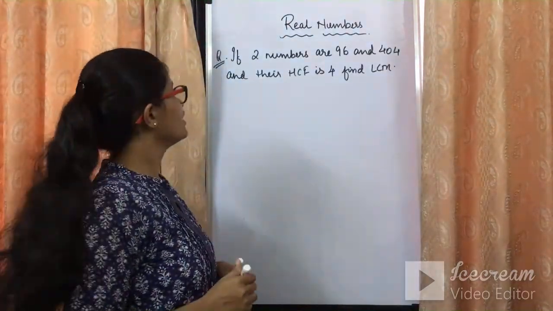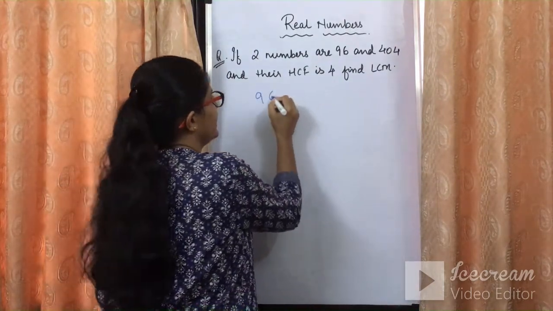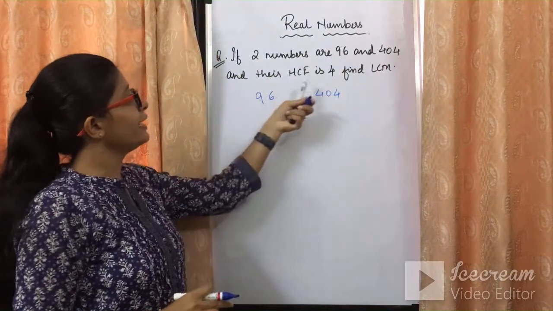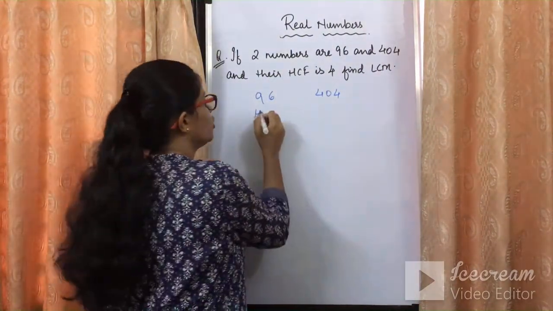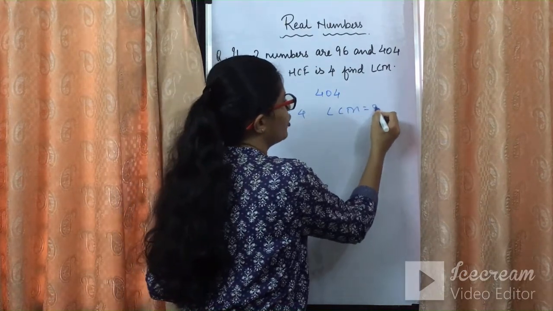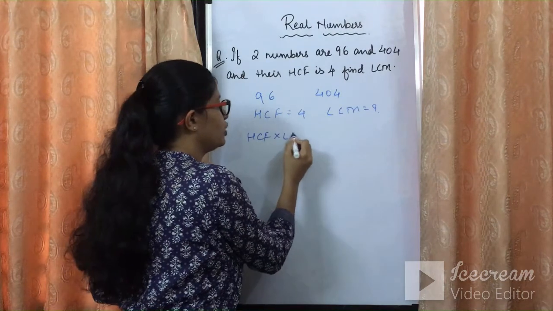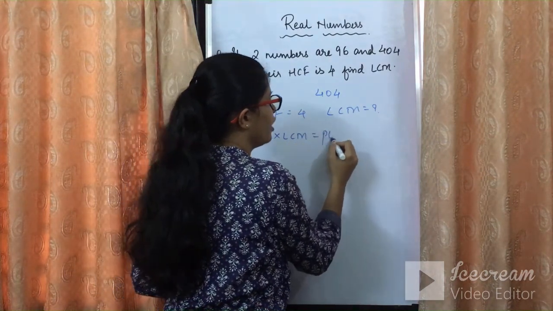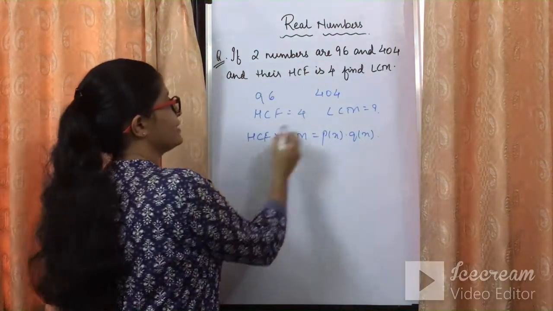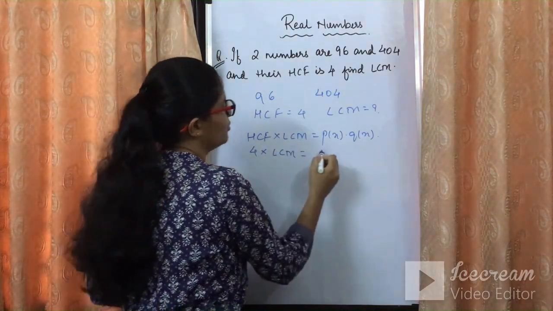Now let's have a look at this question. If two numbers are 96 and 404, so 96 and 404 are the two numbers given to you, and their HCF is 4. It is given in the question that HCF is 4 and we have to find the LCM. We have the relation between HCF and LCM. HCF into LCM is nothing but P of x into Q of x.